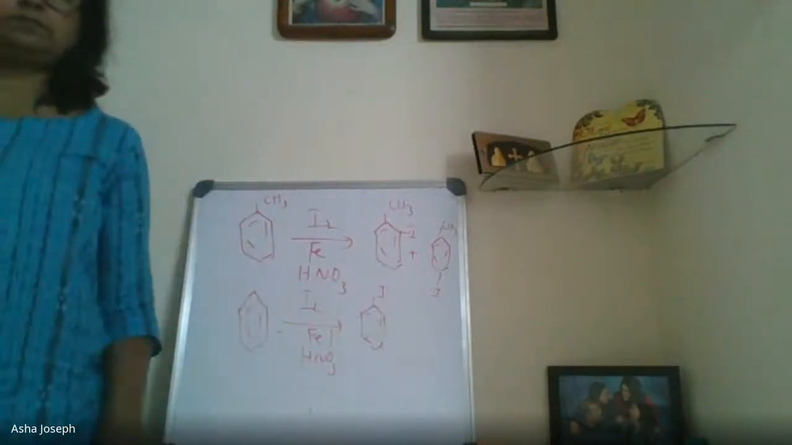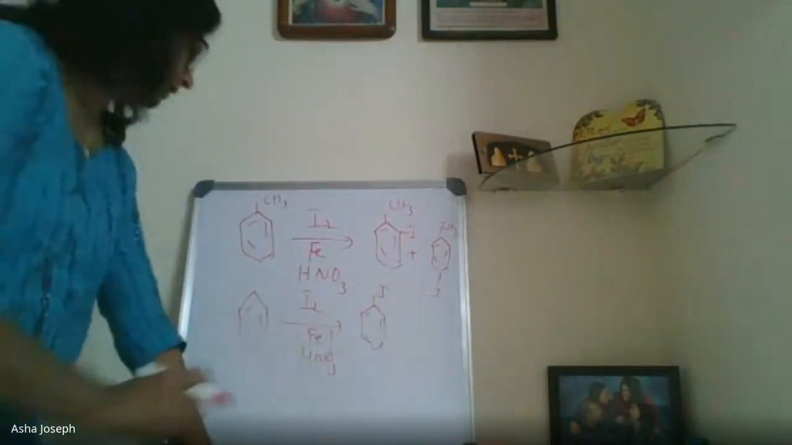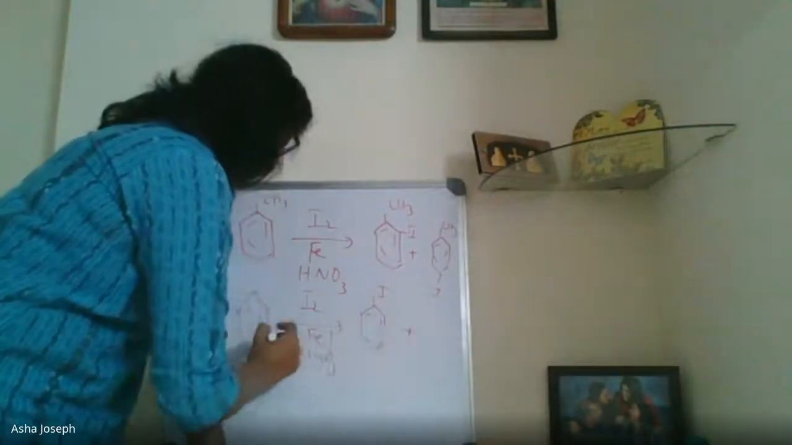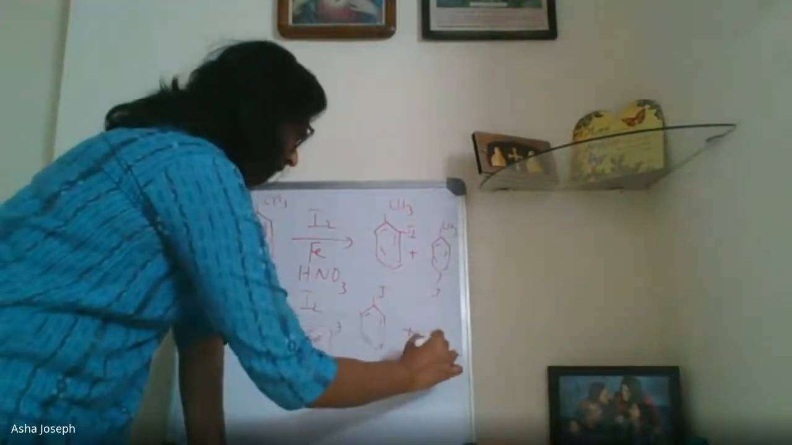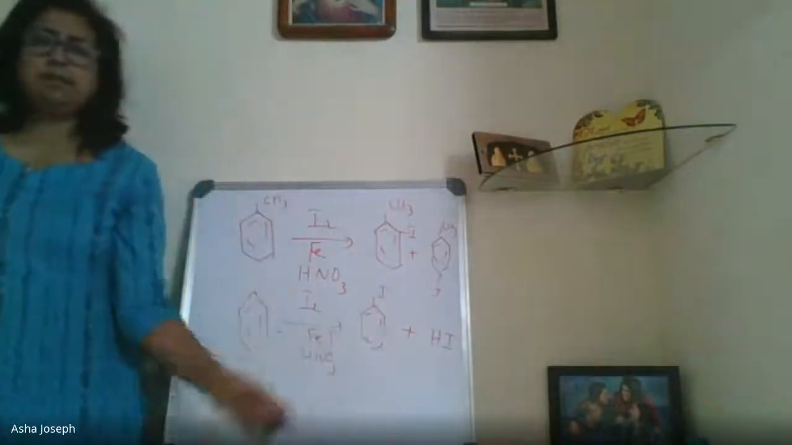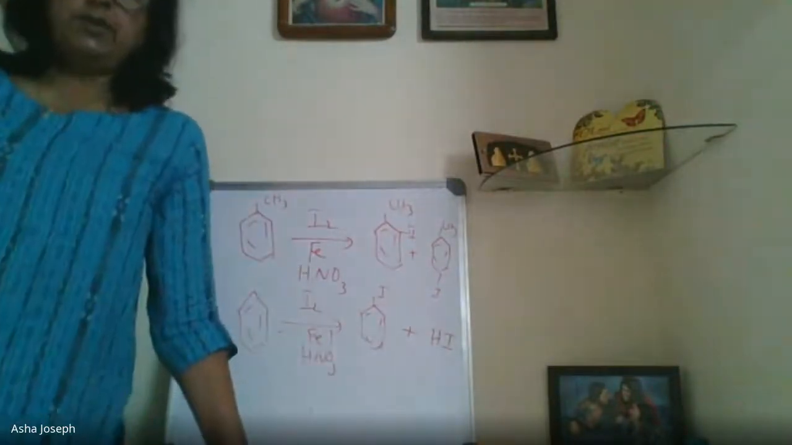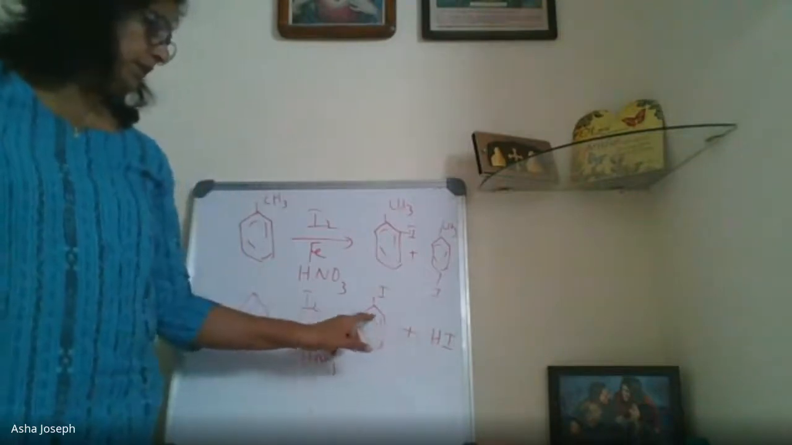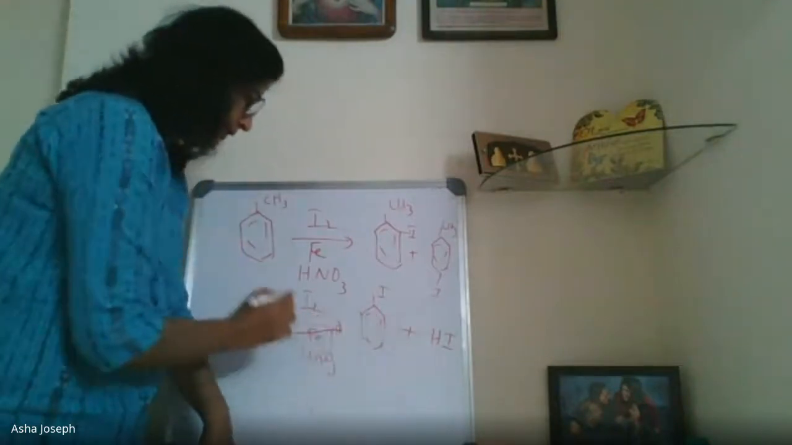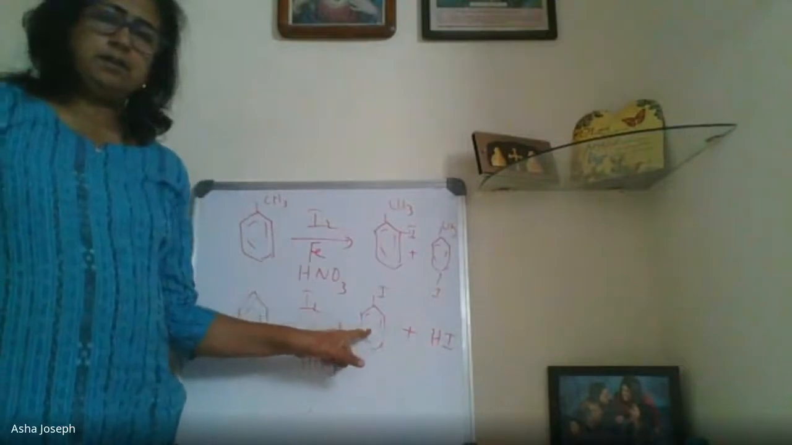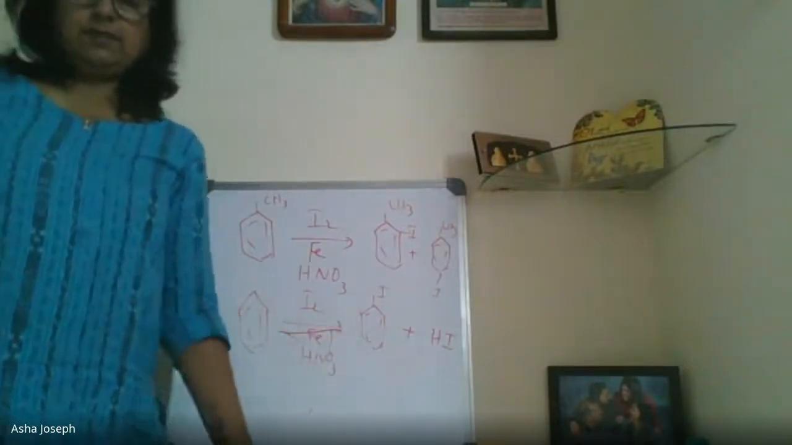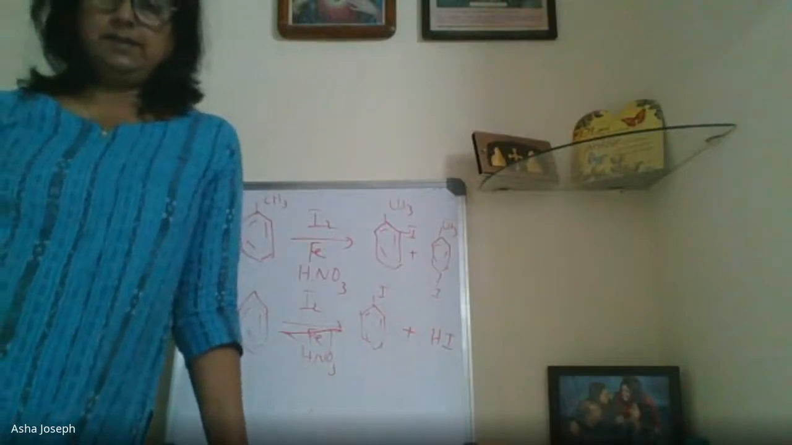Understood? Why is this happening? In this case, the byproduct is HI, hydrogen iodide, which is a reducing agent. Once it is formed, it will convert the iodobenzene back to benzene, and this reaction is reversible. That is the reason. This is a give-reason question.